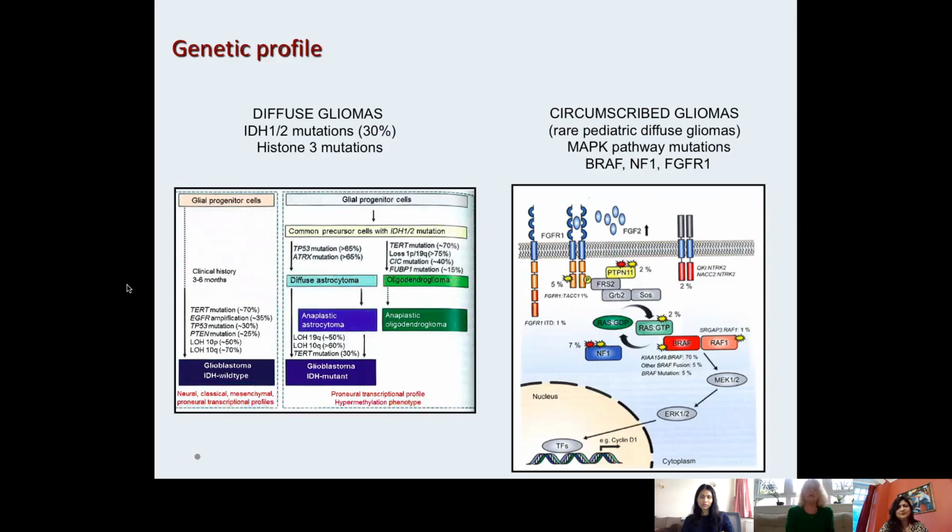And importantly, these two groups of tumors are also very different from the genetic point of view. Diffuse gliomas very often, in 30% of cases, carry mutations in the IDH1 or 2 genes. A much smaller subset, but well characterized, carry mutations in the histone 3 proteins, particularly in children and very young patients. On the other hand, circumscribed gliomas frequently carry mutations in the MAP kinase pathway, and in particular in the BRAF, NF1, or FGFR1 gene.